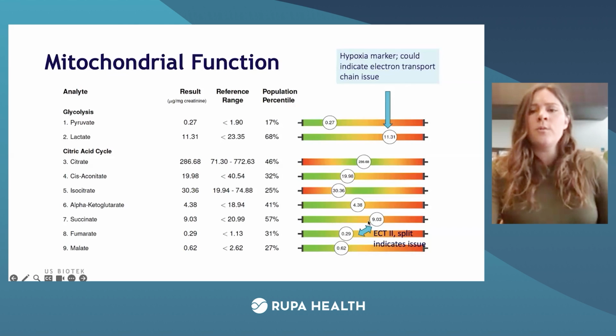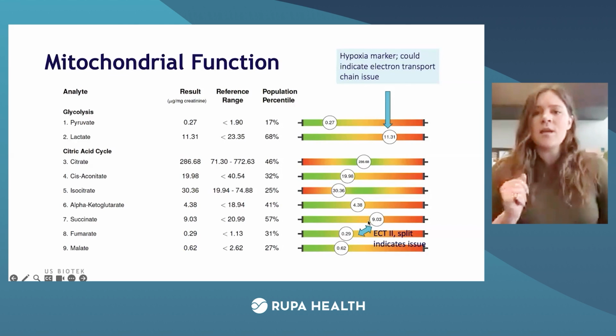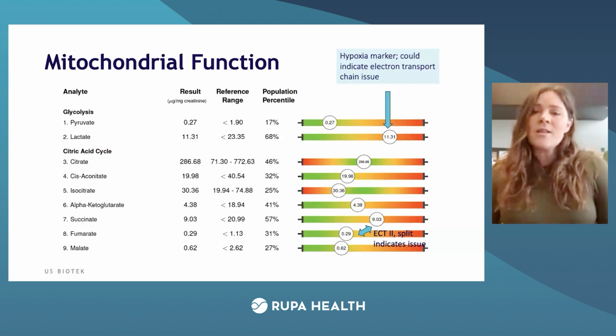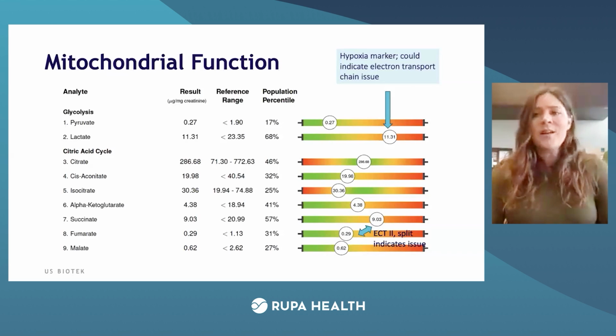Between succinate and fumarate, we actually exit the citric acid cycle and we can go down the electron transport chain, complex 2. And that's important because the electron transport chain is the main way we generate ATP. And y'all know how important ATP is. So she's got an electron transport chain issue there. That's going to be contributing to her fatigue. It's going to be making it harder for her to recover.